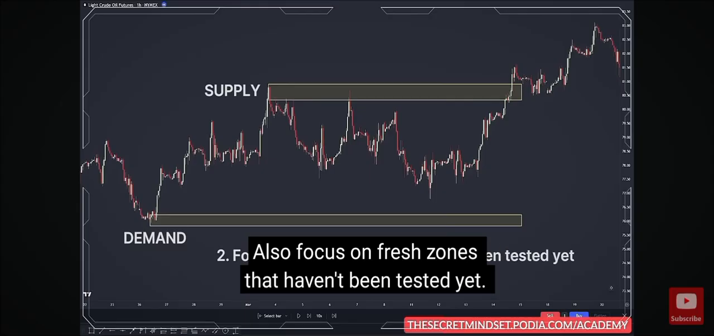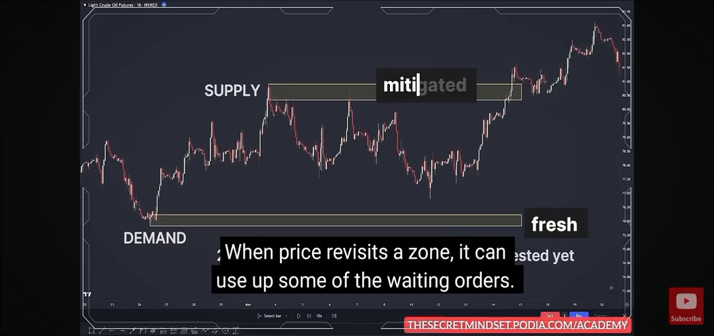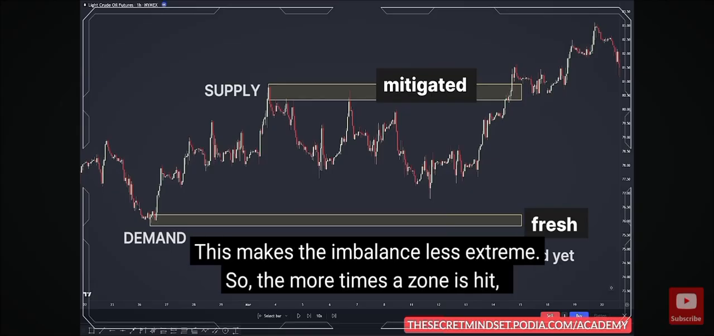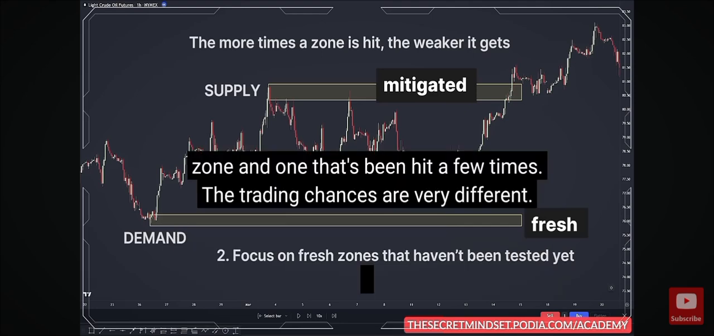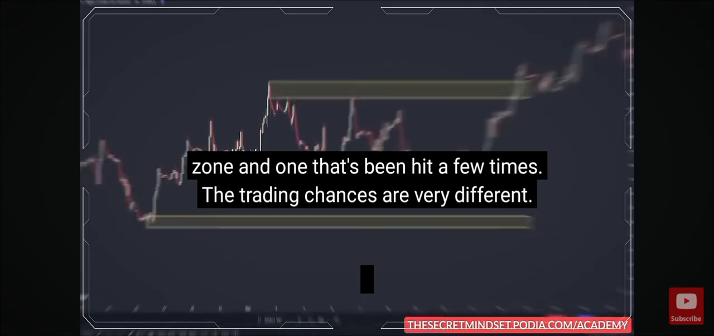Also focus on fresh zones that haven't been tested yet. When price revisits a zone, it can use up some of the waiting orders. This makes the imbalance less extreme. So the more times a zone is hit, the weaker it gets. That's why it's important to know the difference between an untested zone and one that's been hit a few times. The trading chances are very different.